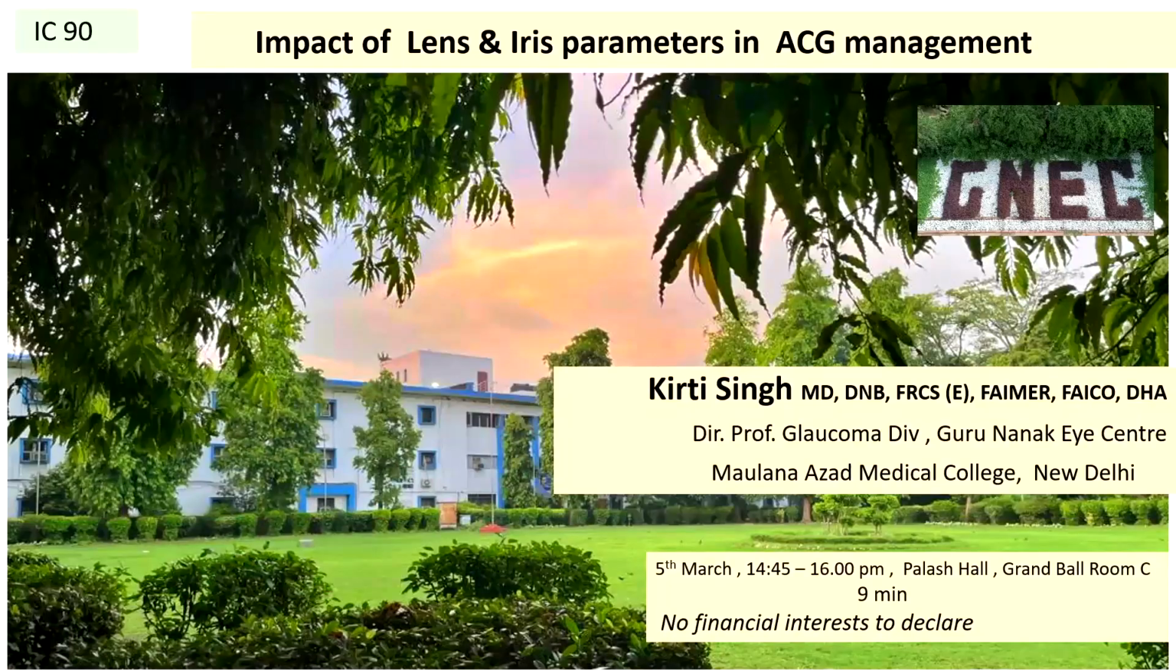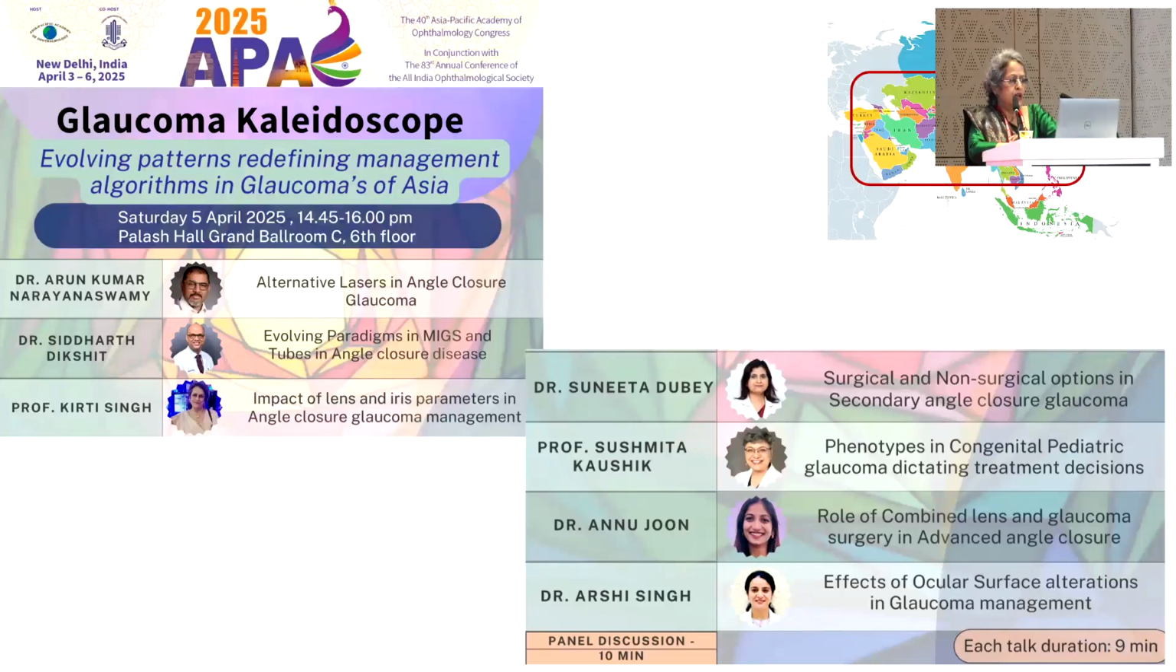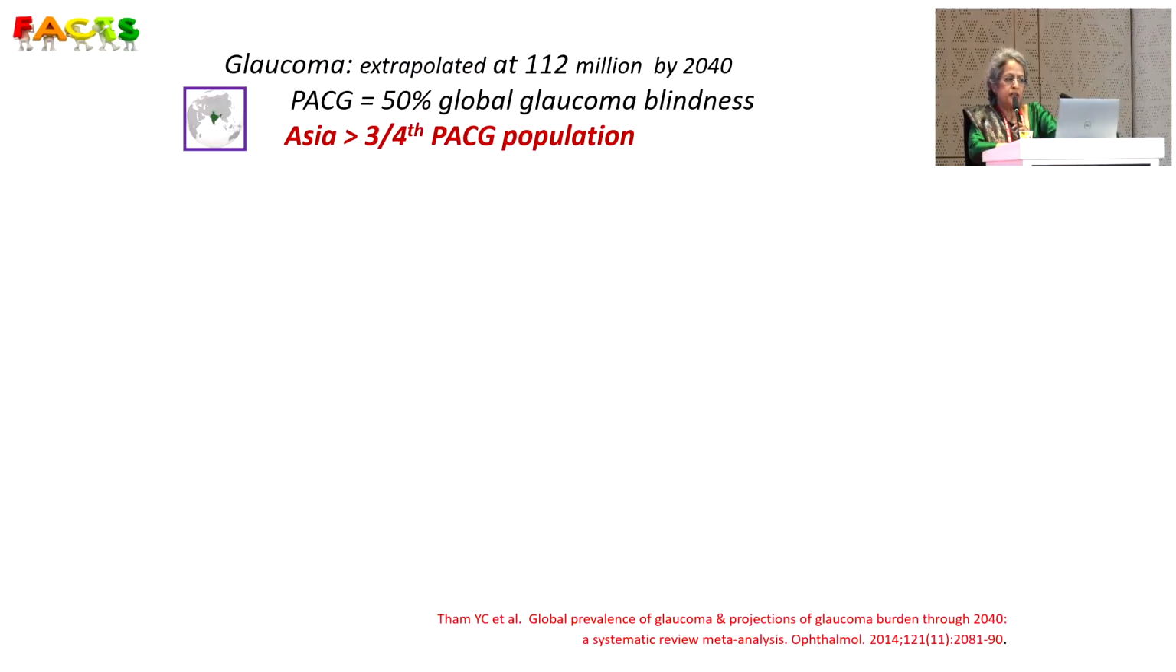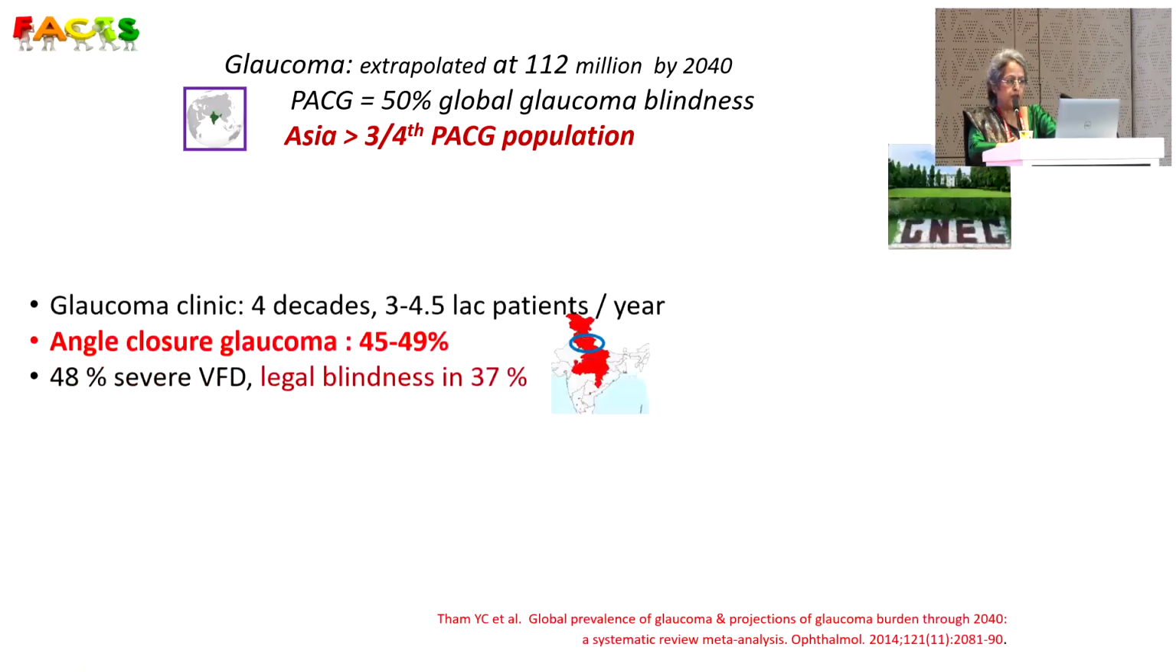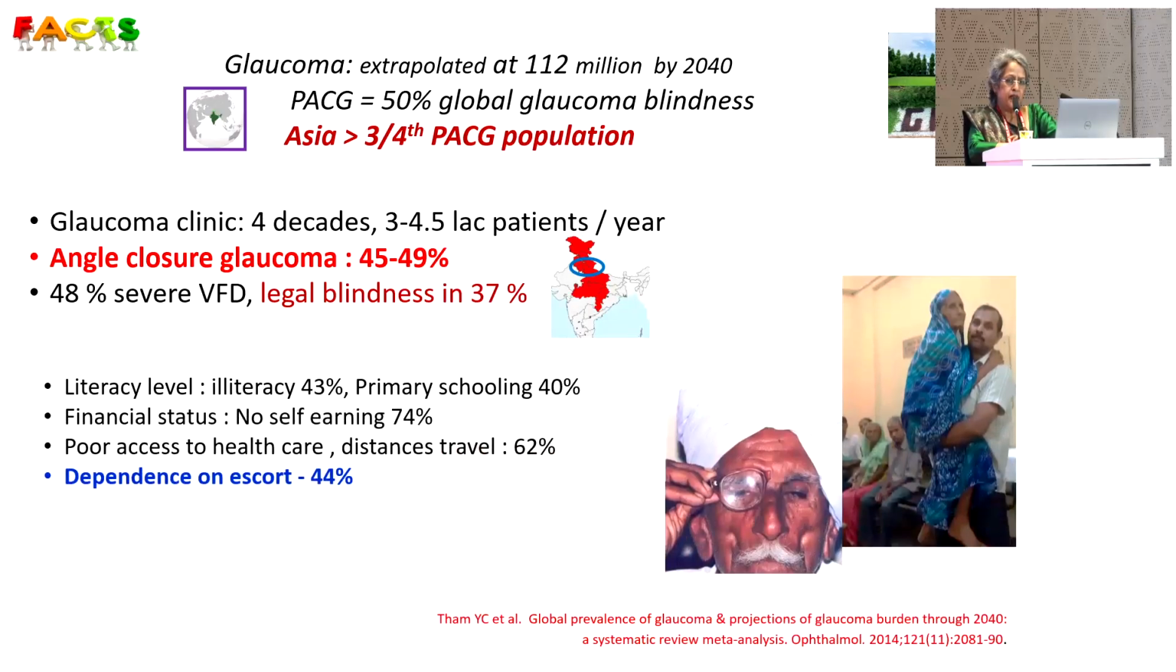So something which is, we talk about angle closure glaucoma now more importantly. The topic given to me was the lens and iris parameters in ACG management and how they define it. In Asia, more than 3/4 of the angle closure population is in Asia, and in India we are sitting at a volcano of angle closure glaucoma. In a study from our center, angle closure glaucoma comprises 50% of the glaucomas, and many of them come to us with blindness. And the dependency on escort is there, self-earning, obviously Ayushman is coming in, but there's poor access to healthcare.